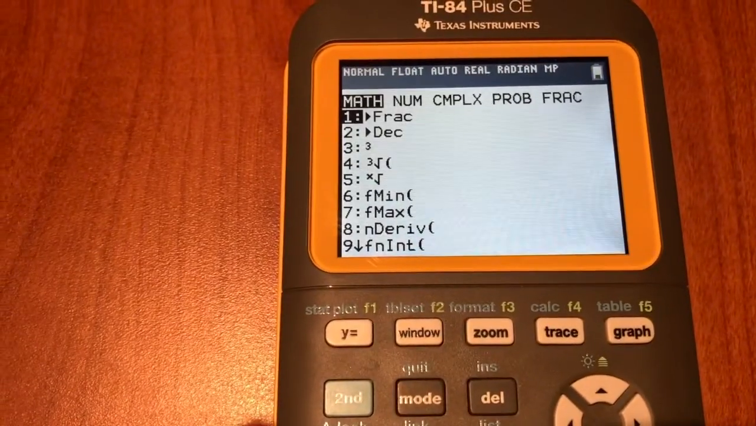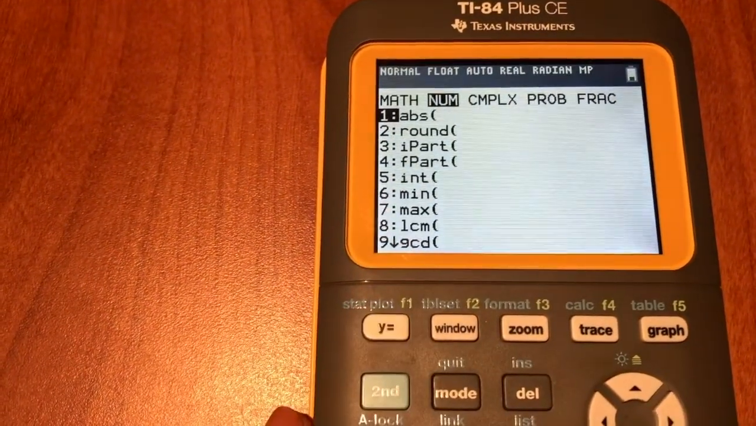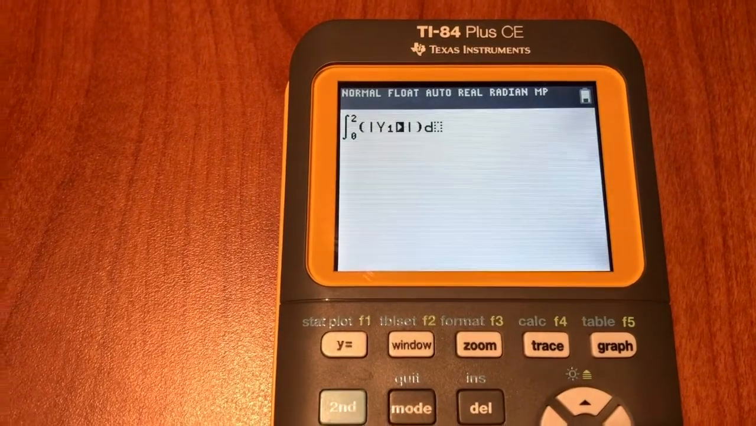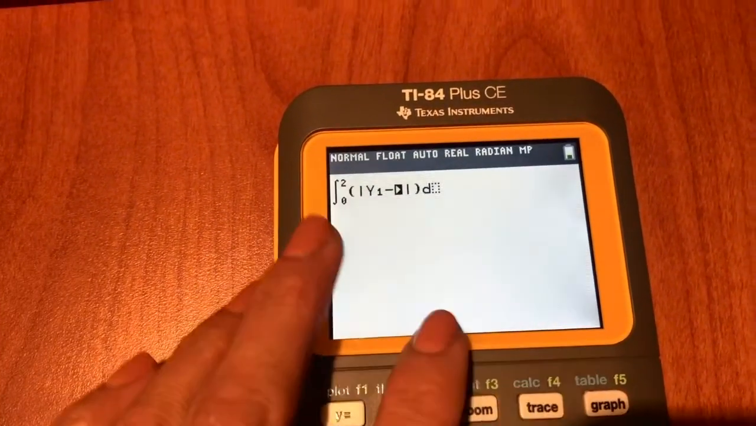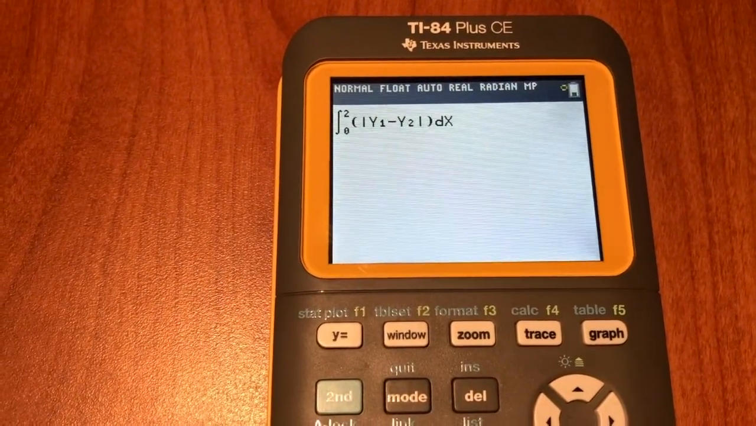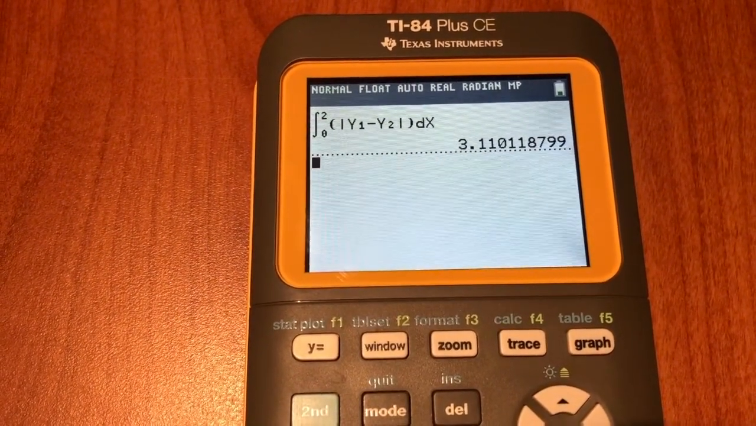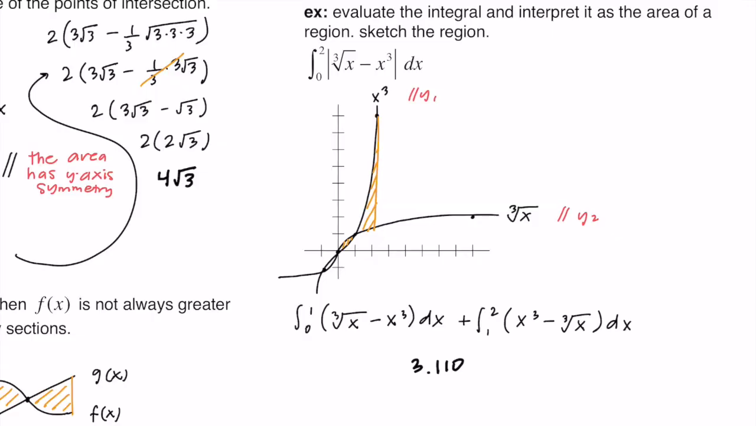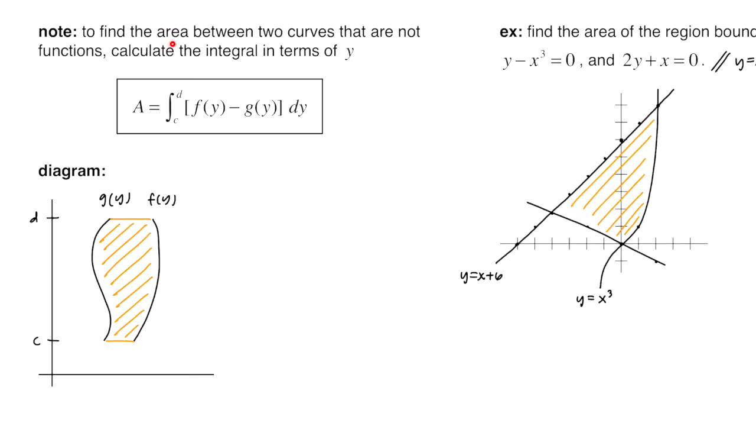We're going to press math. We're going to arrow to the right and select absolute value. So we do alpha trace for y1, minus, and then alpha trace, and select y2, and then press dx and enter. So we end up getting 3.110 as our total area between the two curves from 0 to 2. So our final answer for this area plus this one, again it's the area between the two curves from 0 to 2, is 3.110.